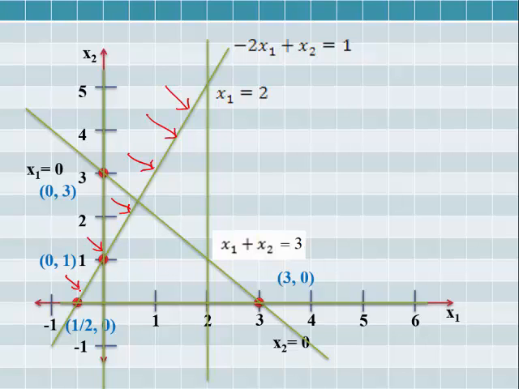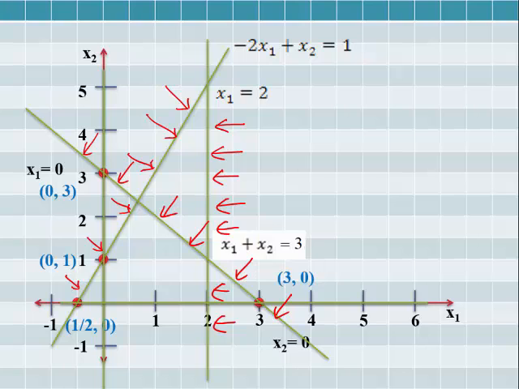And the second inequality is x1 is less than or equal to 2. So we have drawn the line x1 equal to 2. The solution space is x1 less than or equal to 2, so the solution space will be on the left side of the line x1 is equal to 2. Then the third inequality x1 plus x2 less than or equal to 3. So we have drawn the line x1 plus x2 equal to 3. The solution space will be below this line because the solution space is less than or equal to 3.